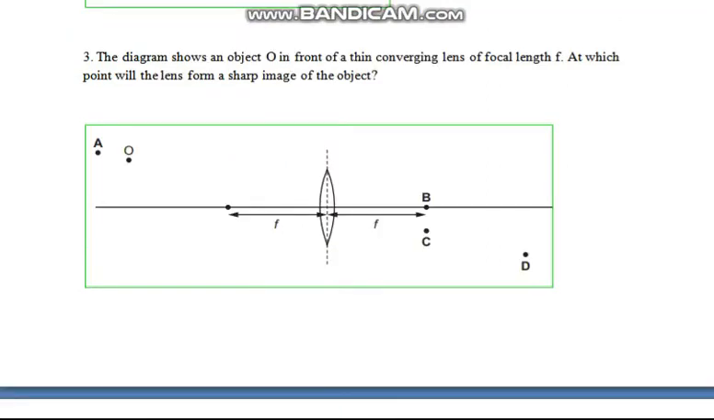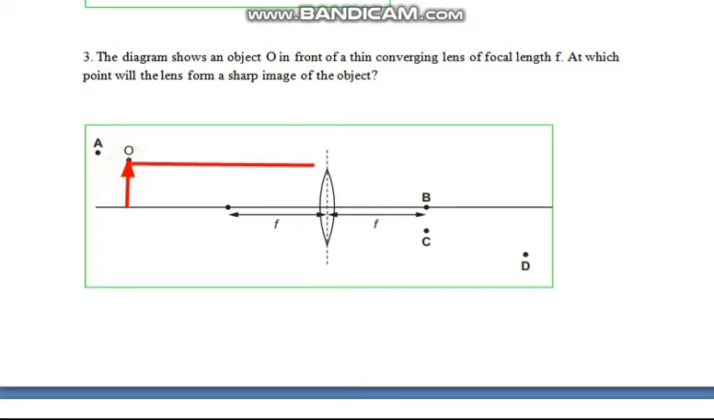Question number 3. The diagram shows an object O in front of a thin lens that is convergent. At which point will the lens form a sharp image of the object? So we will try to figure out where the image is to be formed. This is the position of the object.